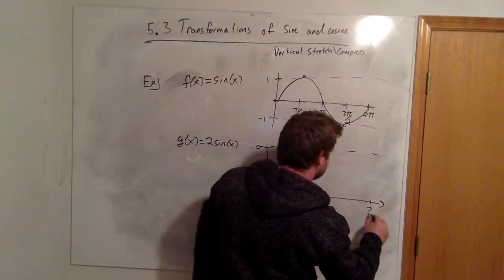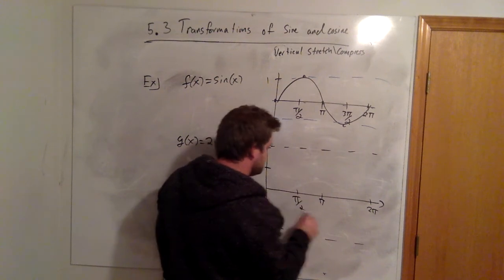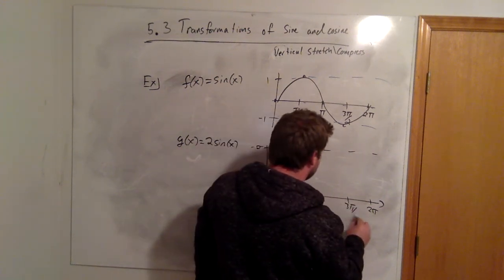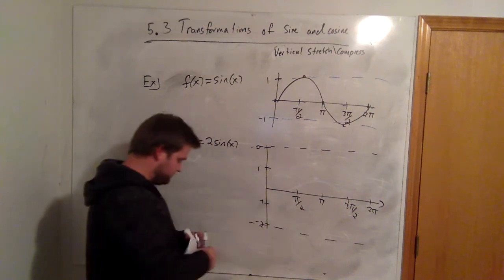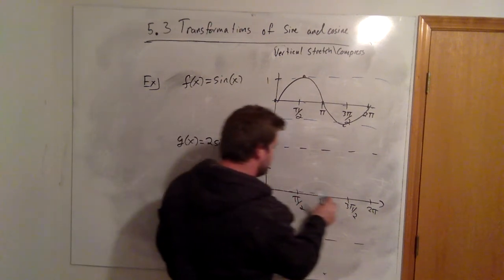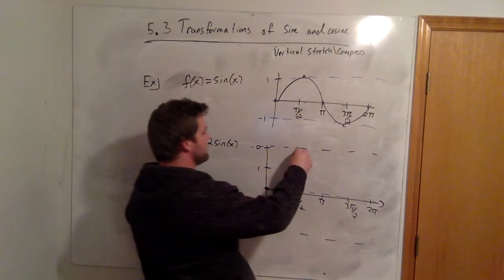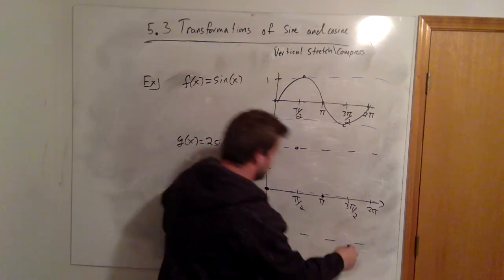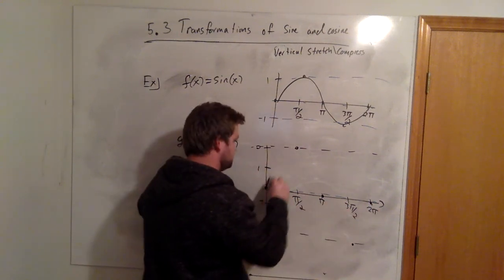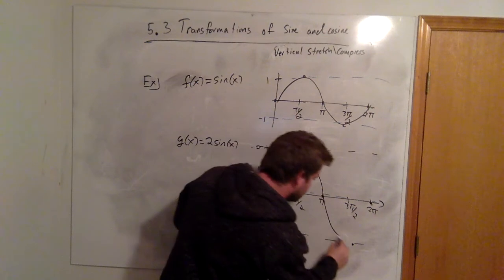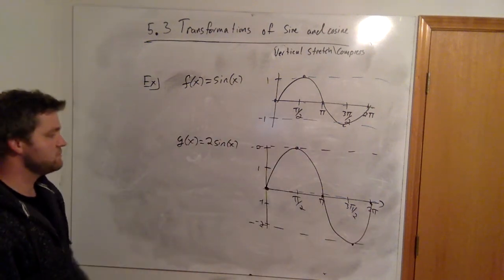So here is 2 pi, here's pi, here's pi over 2, here's 3 pi over 2. Okay, so now sine is still going to bounce in this window. It's going to start here, and now it's going to bounce on the upper and lower parts of the amplitude. And there we have it. There's the graph of 2 sine of x.